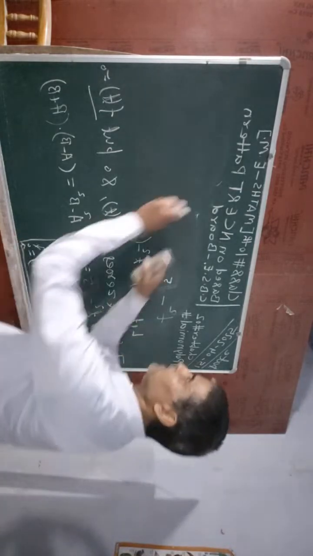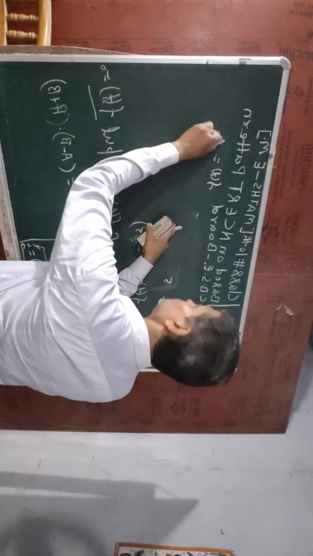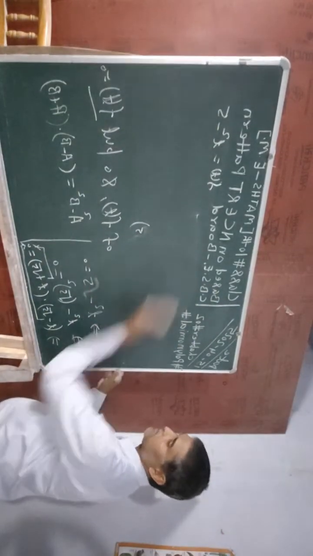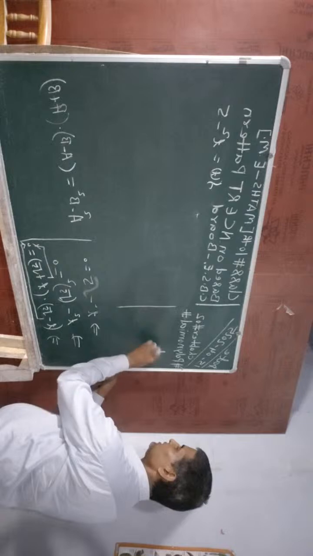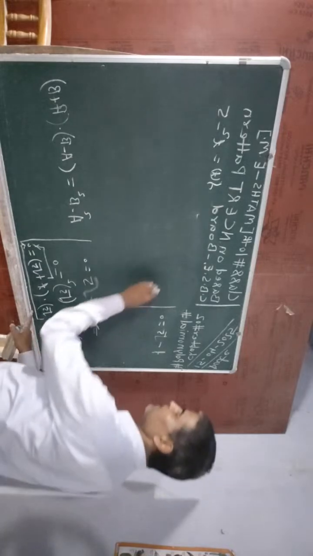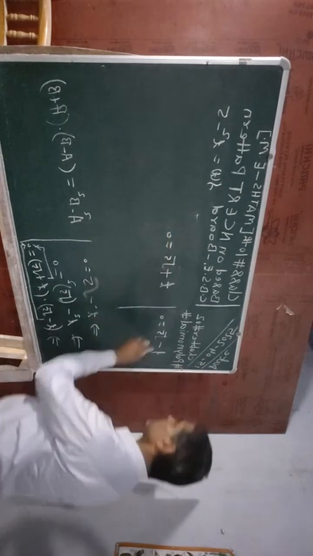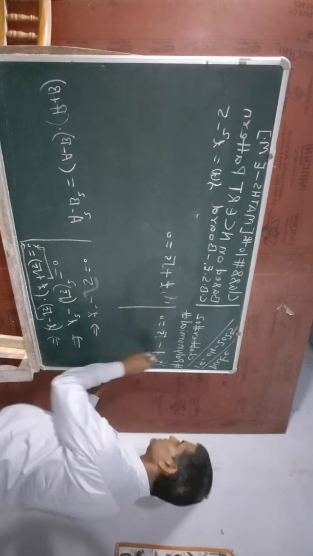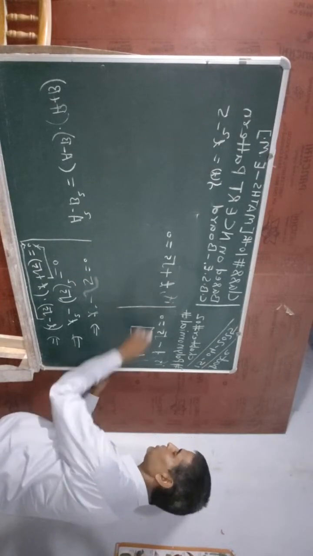Now this function, I am writing here f of t, which is equal to t square minus 5. So here I will write in brackets t minus root 5 equal to 0. Now the other step is t plus root 5 equal to 0. So t is equal to root 5, here I have written.